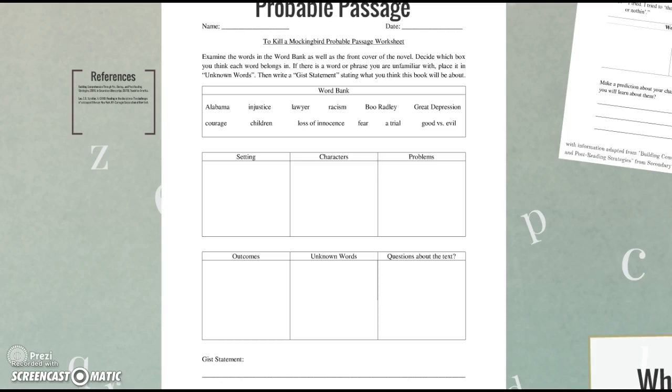Probable passages also teach them about story structure and the elements of a story, and how to make connections to the text. When we go through the words together as a class after they are done, they will see multiple meanings emerge for the key terms. For example, some students will say that loss of innocence can be a problem in the story, while others can infer it as an outcome. This exercise will help the students engage and become better readers.